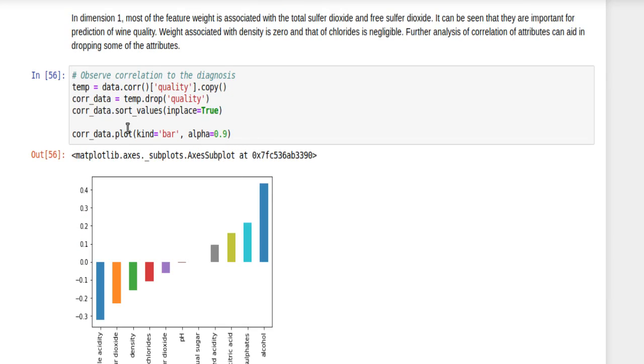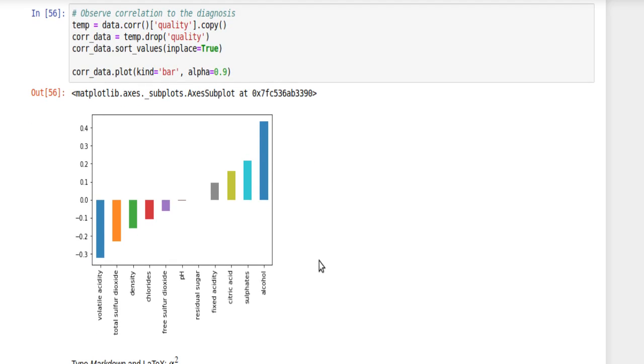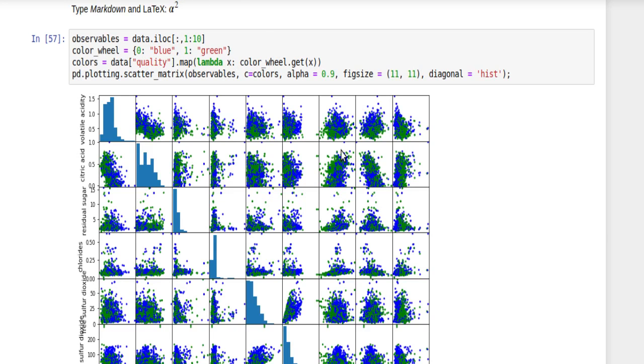Here we are calculating the correlation matrix for further analysis, and you can see that this is the plot for it. From this we can see that fixed acidity, citric acid, sulfates and alcohol are positively related to quality, while free sulfur dioxide, chlorides, density, total sulfur dioxide, volatile acidity are negatively correlated with quality, while residual sugar has 0 correlation with the quality. Now here we have plotted these scatter plots.